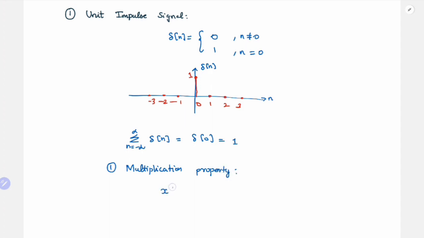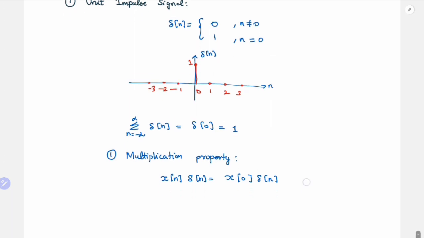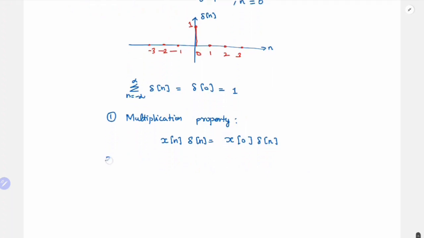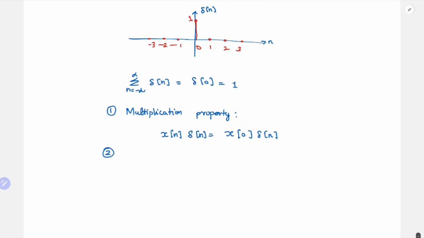So if you have any signal x of n, you multiply it with delta of n, it will take the value x of 0 times delta of n. Only the value at x of 0 will exist, and everywhere else it will be equal to 0. And the second property is nothing but the shifting property, right?